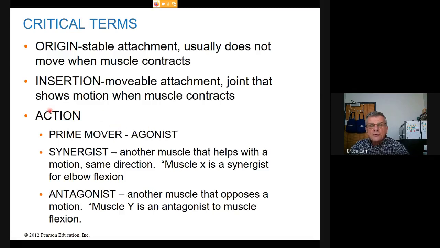We describe actions of muscles with three terms: a prime mover or agonist. That's the principal action of the muscle. The principal action of the biceps brachii is to flex the elbow. It does have the ability to have an effect on the shoulder since it also crosses that joint. However, that's a minor part of what it can accomplish. Its main action is on the elbow.